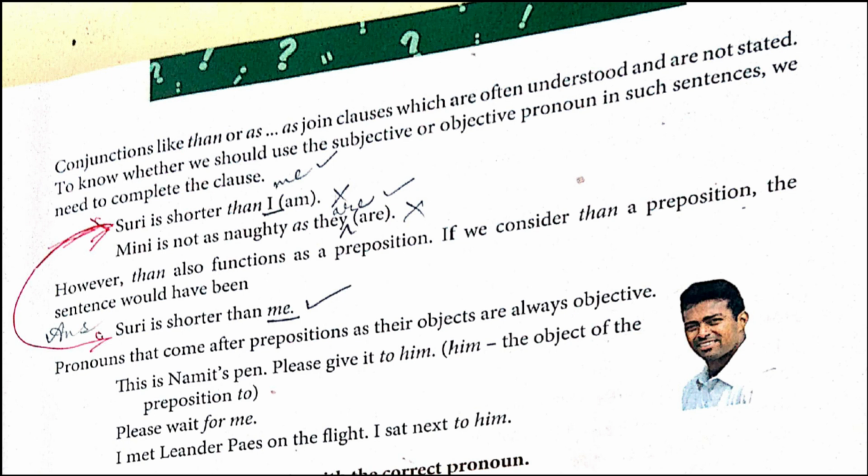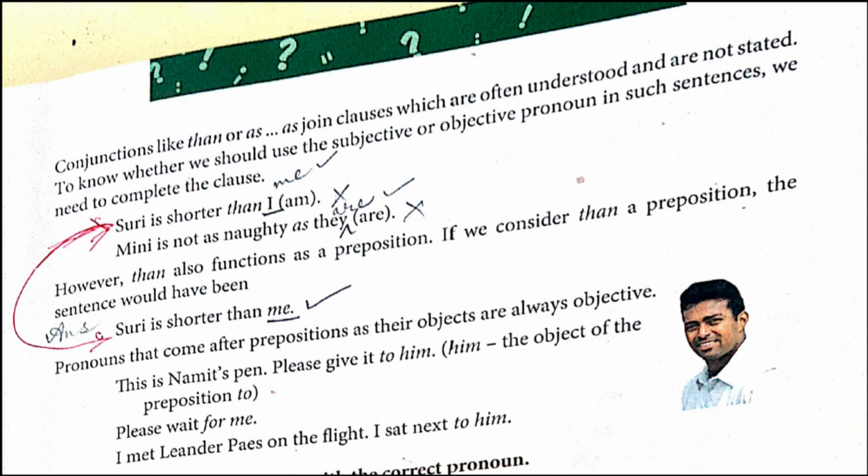Next one. Minnie is not as naughty as they. Here in the textbook there is a mistake, so you'll write the correct answer. How will you write it? It is given in the bracket: are. So here you'll do the rectification. Minnie is not as naughty as they are, and then you'll give a full stop. Here are is a verb, not a pronoun. So they is a pronoun. That was the mistake of the writer. You have to be cautious of that. However, than also functions as a preposition.